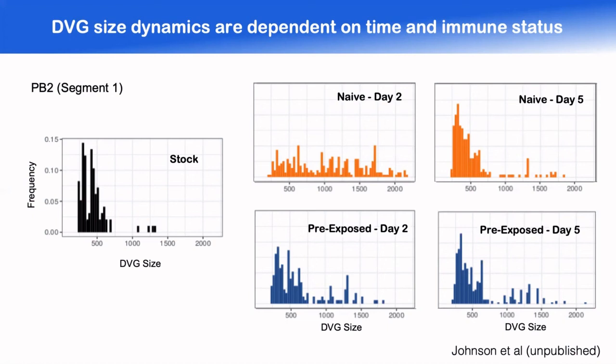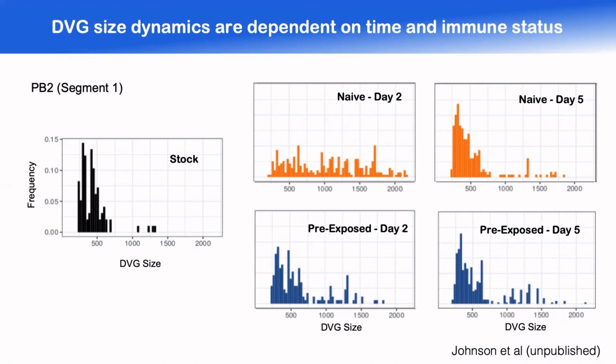So in the pre-exposed, you seem to keep an accumulation of the smaller segments. And over the course of the infection, as you resolve the infection, you basically have smaller and smaller DVGs. Basically what we see in culture, where you would have higher multiplicity of infection and smaller DVGs. But that really is correlated with also how you resolve the infection.